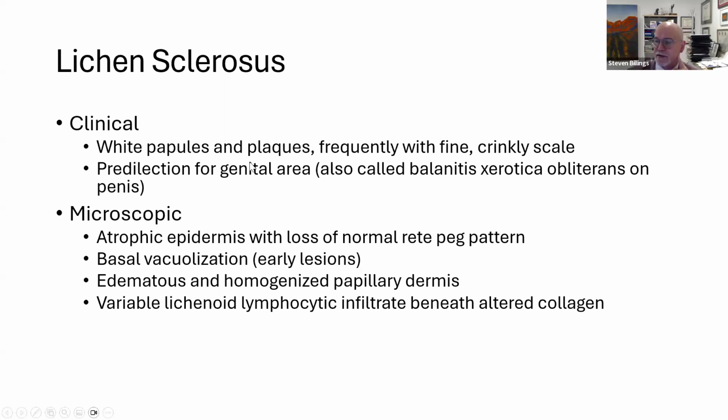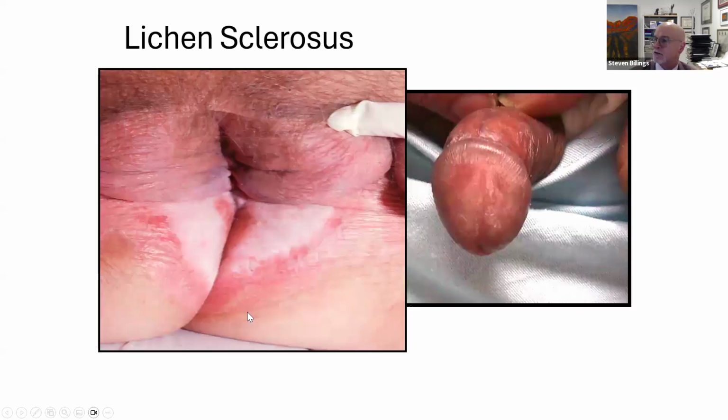Microscopically, once you get to the advanced stage of lichen sclerosus, you see an atrophic epidermis with the loss of the normal rete peg pattern. Again, remember, if it's an early lesion, you might see interface change. But as it becomes more advanced, you'll see the classically homogenized or sclerotic papillary dermis, and then usually a less intense lichenoid lymphocytic infiltrate underneath the area of sclerotic collagen.